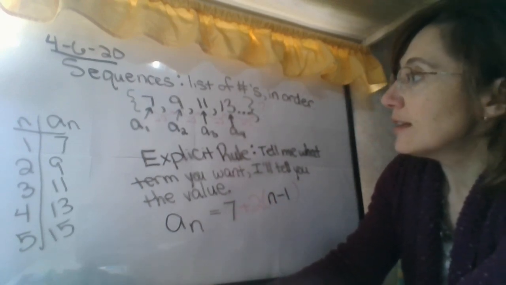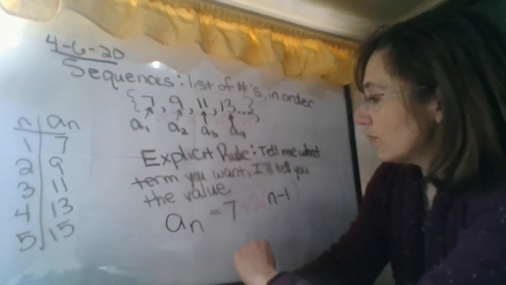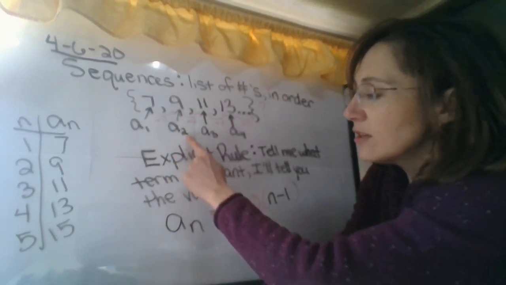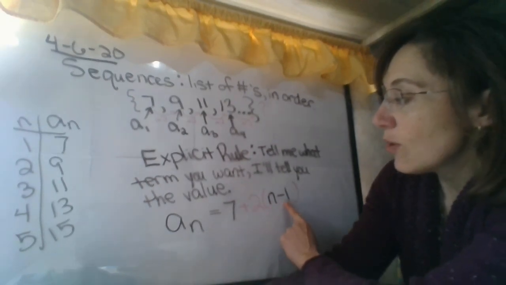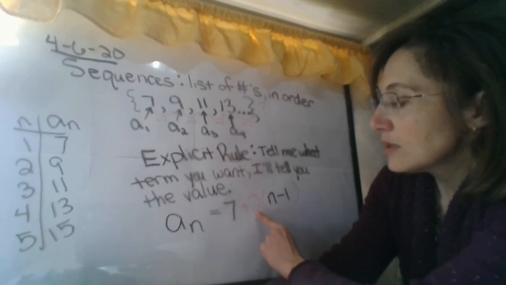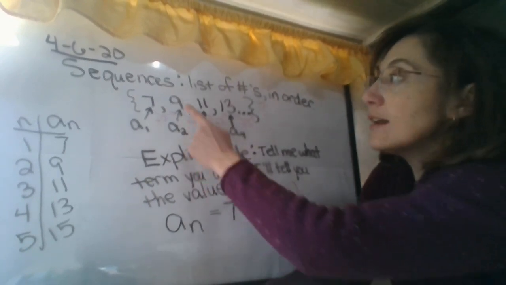Let's try it out. Let's see if this gets us to a 9 for term 2. So if I want to figure out what the second term would be, I'd put a 2 in here for n. 2 minus 1 is 1. Multiply that by 2 is 2. Add 7 to that, you get 9.